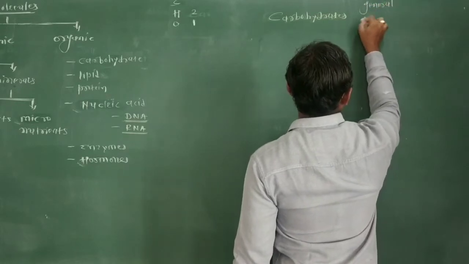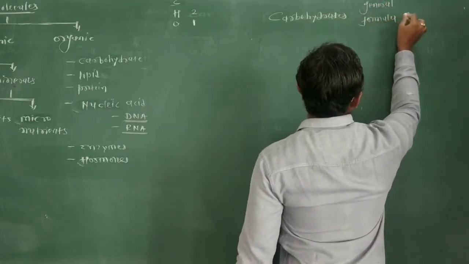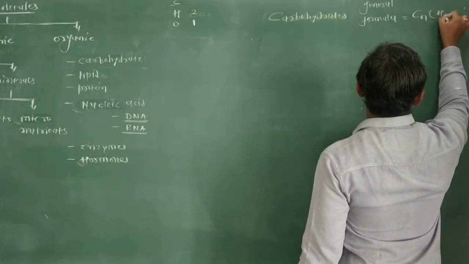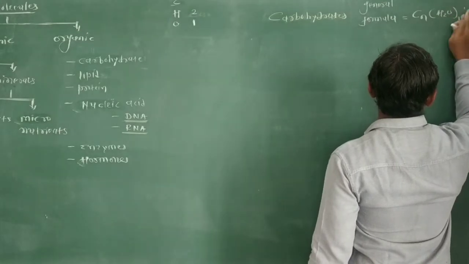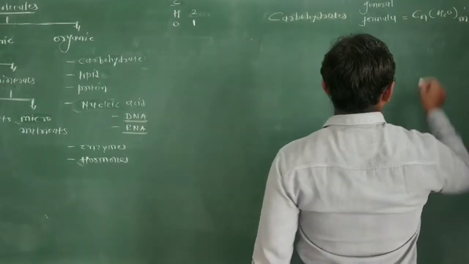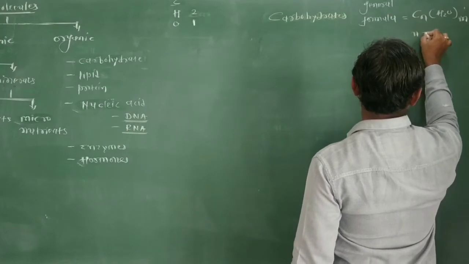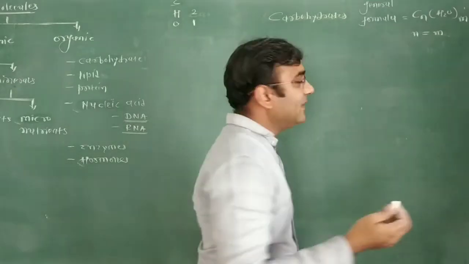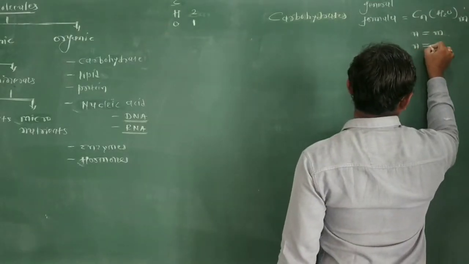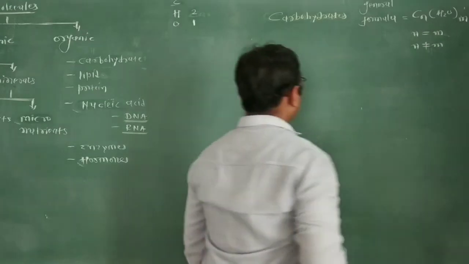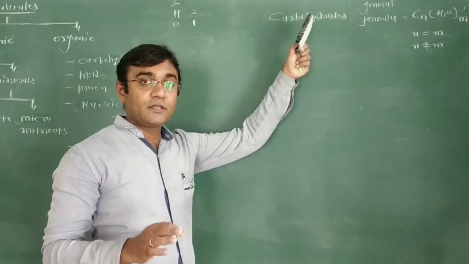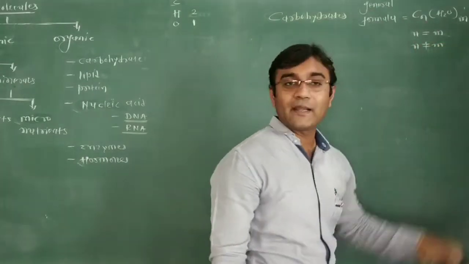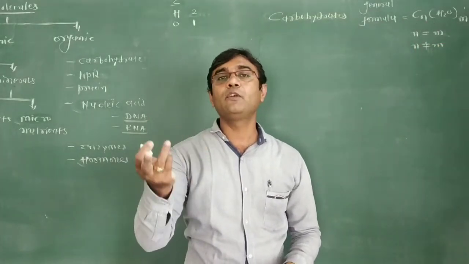General formula for the carbohydrate is CnH2O in bracket m. Here in some carbohydrates, the value of n is equal to m, whereas in other carbohydrates n is not equal to m. For the construction of any carbohydrate, their general formula is Cn(H2O)m. Here the value of n may or may not be equal to m.